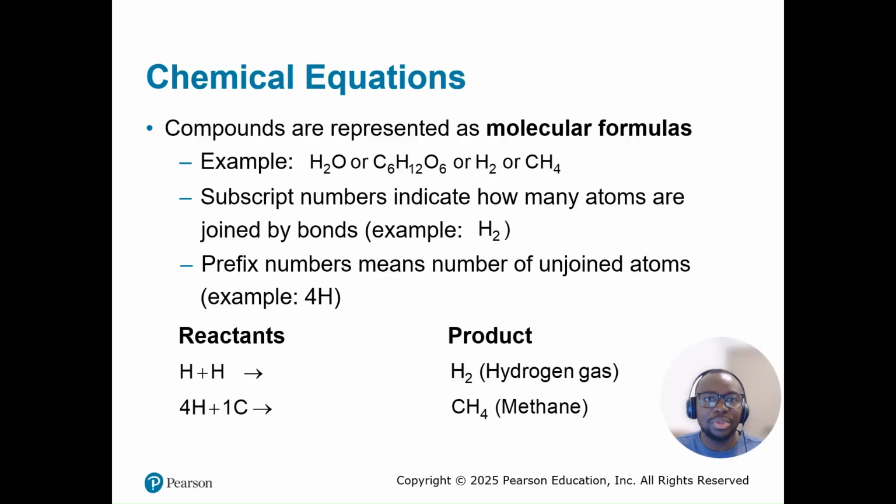An example of a chemical equation includes two hydrogen atoms reacting to form hydrogen gas. The individual atoms are the reactants, while the hydrogen gas, written here as H2, is the product.